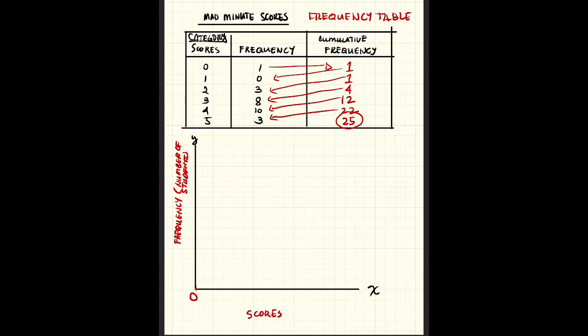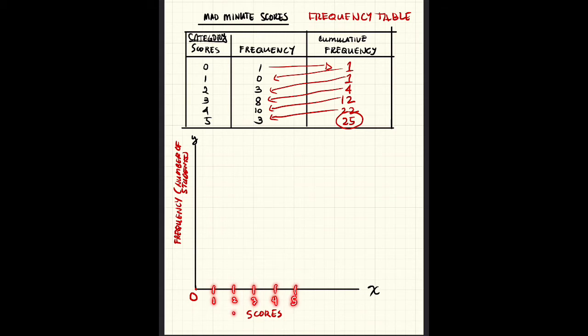Now let's look at the scores. We have 0, 1, 2, 3, 4, 5. So the score increases by 1. So the interval between 0 and 1, it's not a lot. It's just going up by 1. So how do I put in the scores? I can do it this way: 1, 2, 3, 4, 5.